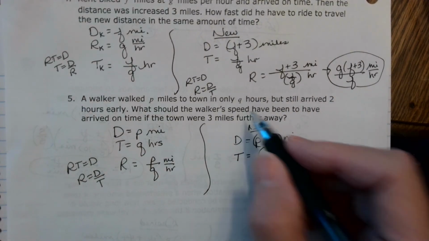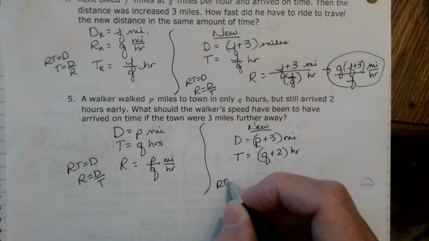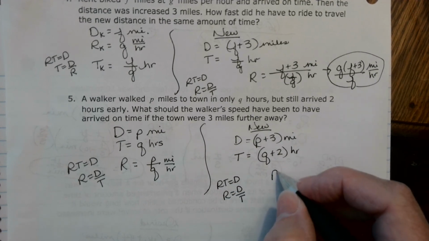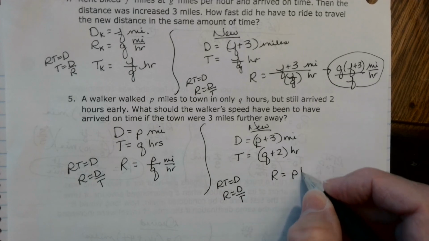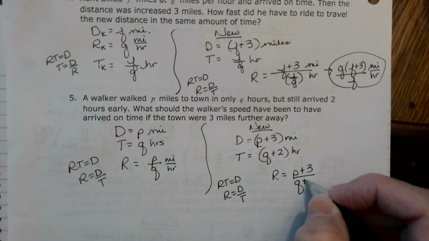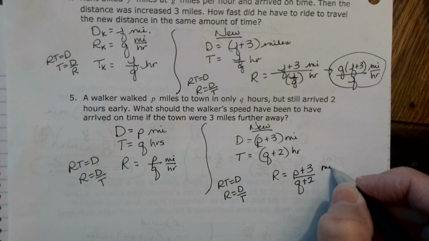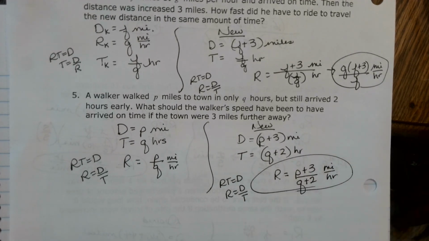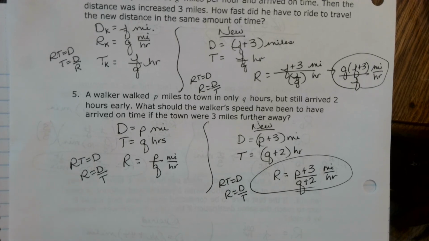I want to get rate. Again, rate times time equals distance. Rate equals distance over time. So the rate should be distance over time. It's miles over hours. Always make sure your units are working out right, and then you'll know when you got it in the right order. Otherwise, you may have it flipped upside down or something. Okay?